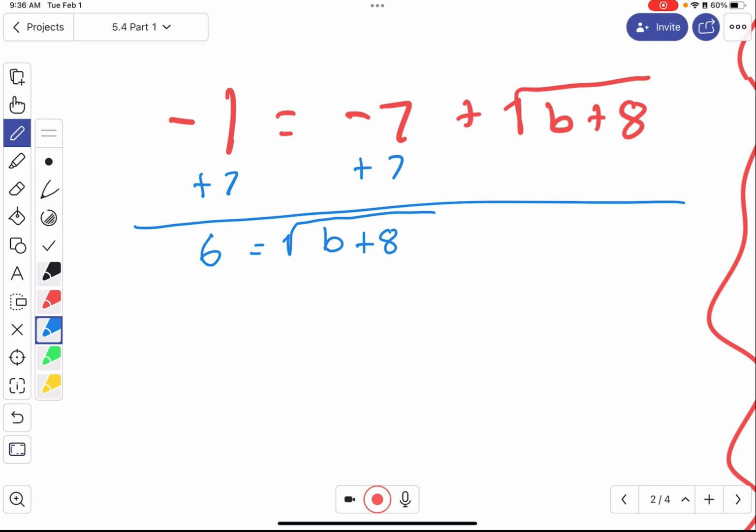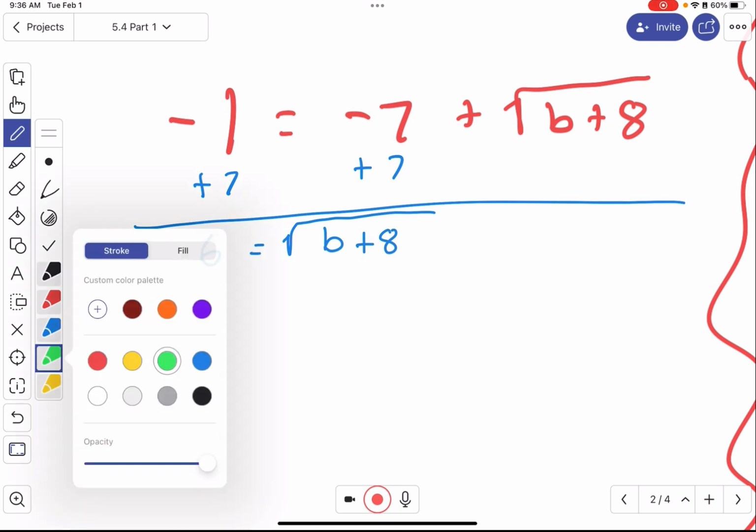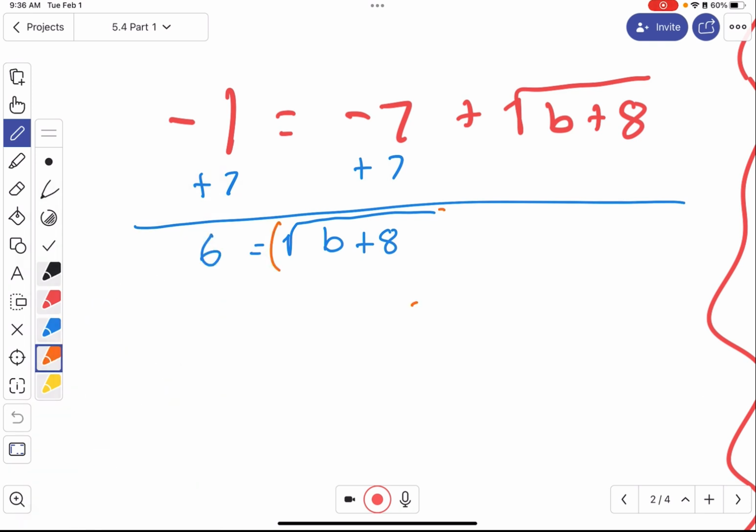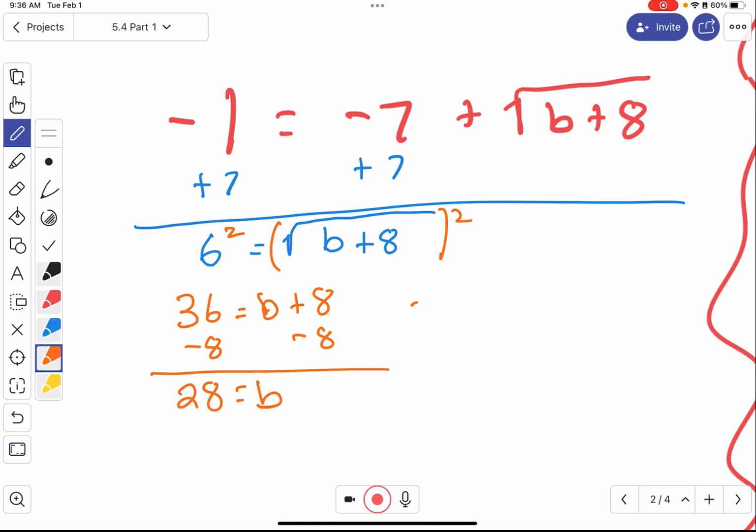Now we just fall back to what we just were doing. We're going to go ahead and square both sides. And make sure you square both sides. 6 squared is 36. The square root of b plus 8 squared is just b plus 8. Now solve equations like you've been doing for the last 4 years. Subtract 8 from both sides. You get b is equal to 28.